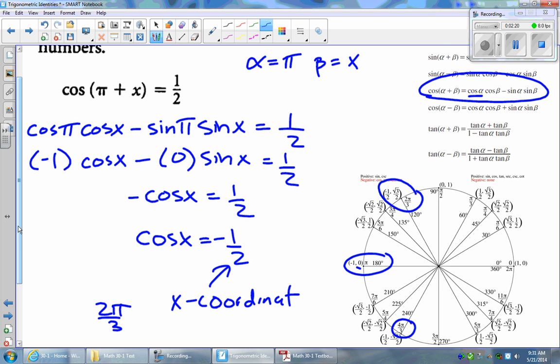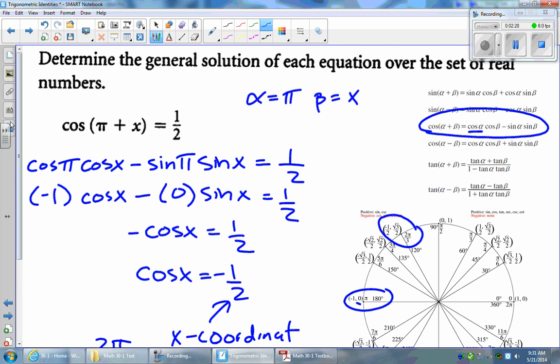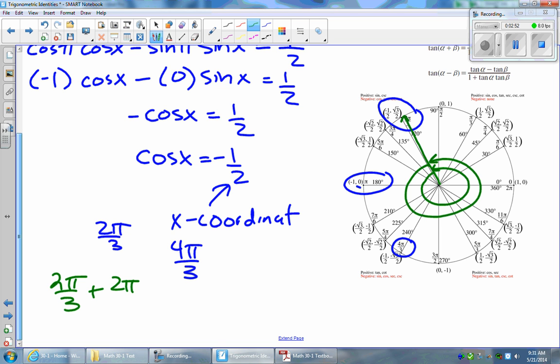So within the domain 0 to 2 pi, we do have 2 solutions. But I believe they want you to state a general solution. So when you're stating a general solution, you're using the idea of coterminal angles. So for example, at 2 pi over 3, we're going to have another solution every 360 degrees, or I should say every 2 pi radians. So the general solution for 2 pi over 3 would just be given by adding multiples of 2 pi. And to show multiples of 2 pi, we use the letter k.